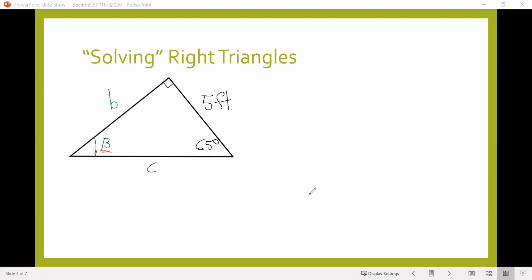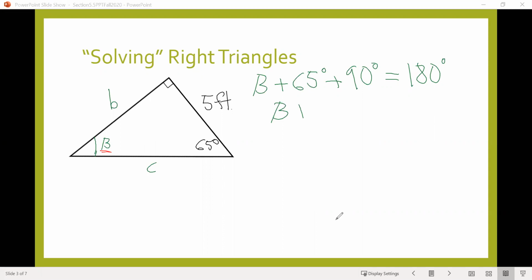There are a couple of different ways we can go about that. One of the ways is that we know that the sum of all three angles in a triangle is 180 degrees. Therefore, we should have that beta, the angle we don't know, plus the 65-degree angle, plus this other angle right here. That's what tells us this is a right triangle, so the measure of that angle is 90 degrees. The sum of all three of these angles should be 180 degrees, and now we can simply solve for beta.